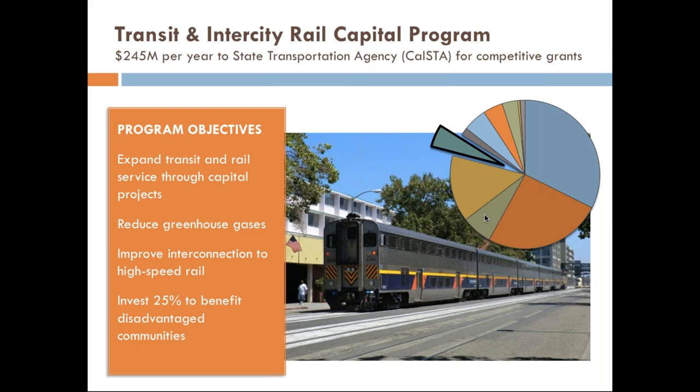So we actually have a precedent set for programs like affordable housing and sustainable communities to point at and say, look, you're funding these with non-GGRF dollars, and so it's a good start. Let's continue that by funding some more of these good programs. The objectives of TIRCP is to expand transit and rail through capital projects and improve that interconnection to high-speed rail. Obviously, because it is a GGRF program, it is bound by AB 1550 and SB 535 requirements to invest 25% to benefit disadvantaged communities.